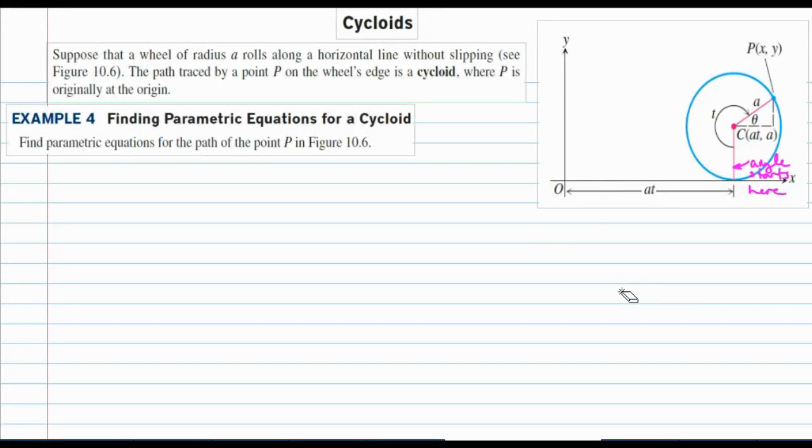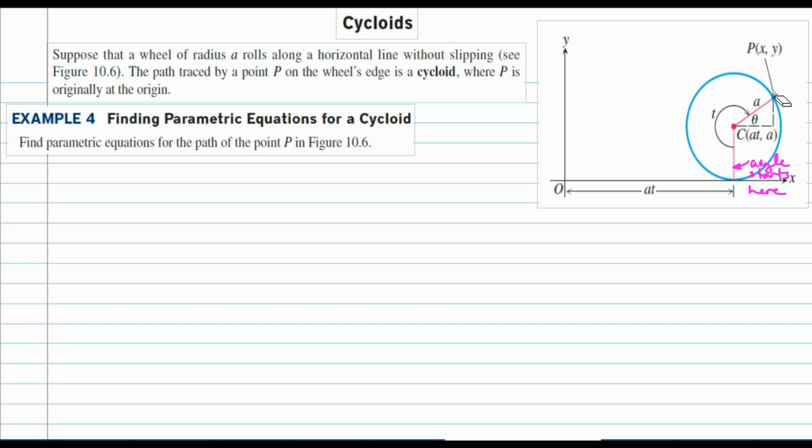This is the screencast for section 10.1, example 4. We're going to look at some cycloids. Suppose that a wheel of radius a rolls along a horizontal line without slipping. So this wheel here is rolling along the horizontal axis, the x-axis. The path traced by point P.